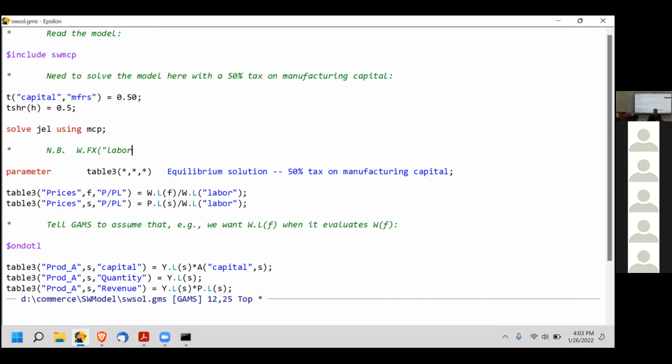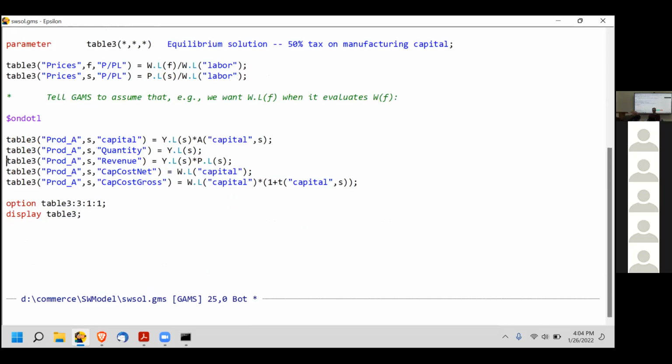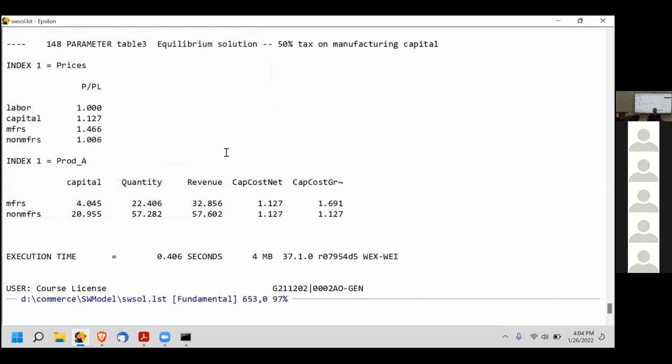Did you get something different? Did you get a different number? I did for cap cost net for some reason, I'm not sure why. But for everything else, W.L of capital, yeah, that's what I got. Let's look at the listing file. Let's look at the solution listing. Maybe you have a different solution.